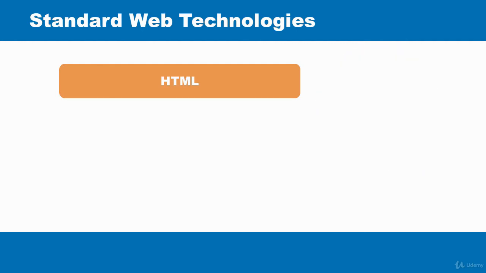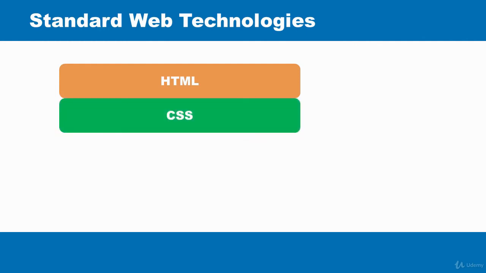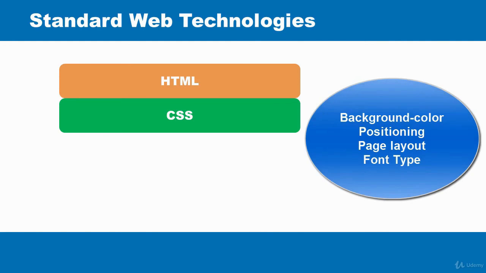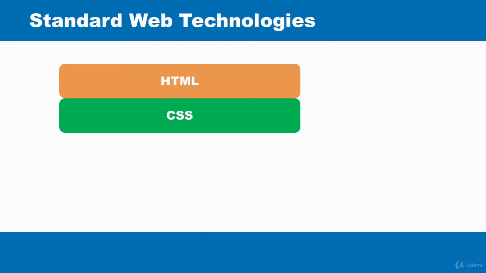The second layer is CSS, which is the style rules that we use to apply styling to our HTML content. For example, the setting of the background color, the positioning of the various images, the way the pages lay out, the type of fonts used for the content, all that is done using CSS.